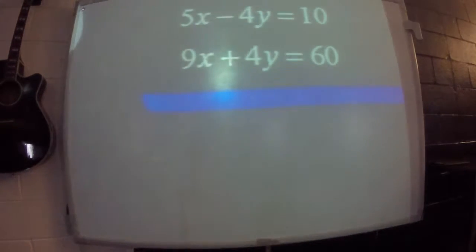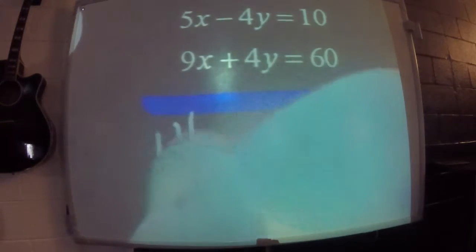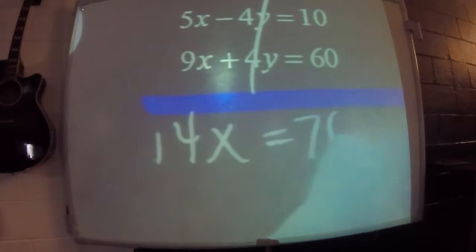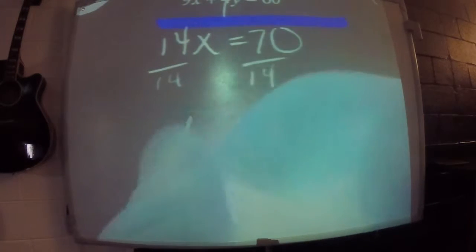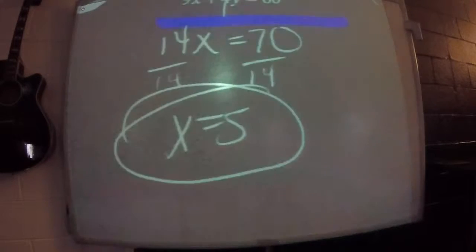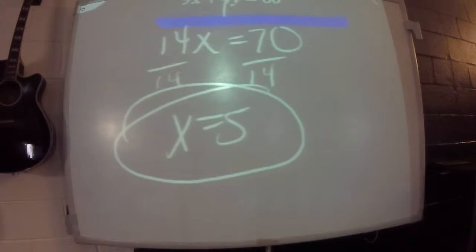14x equals 70. 14x, that's gone, is 70. And then you divide and you get x equals 5. All right, so x is 5. I circle that because that's not the answer, that's just half of the answer.